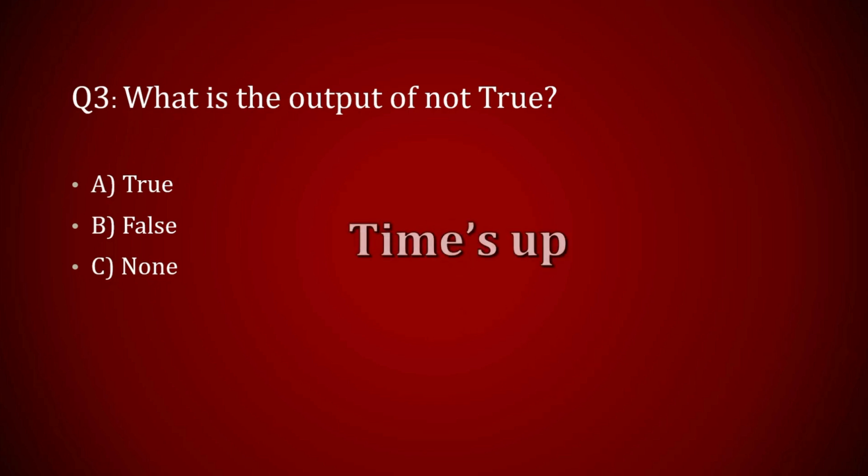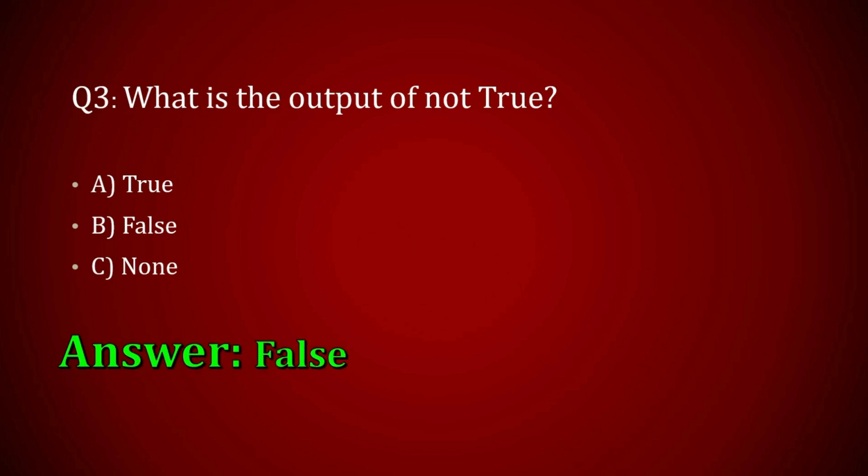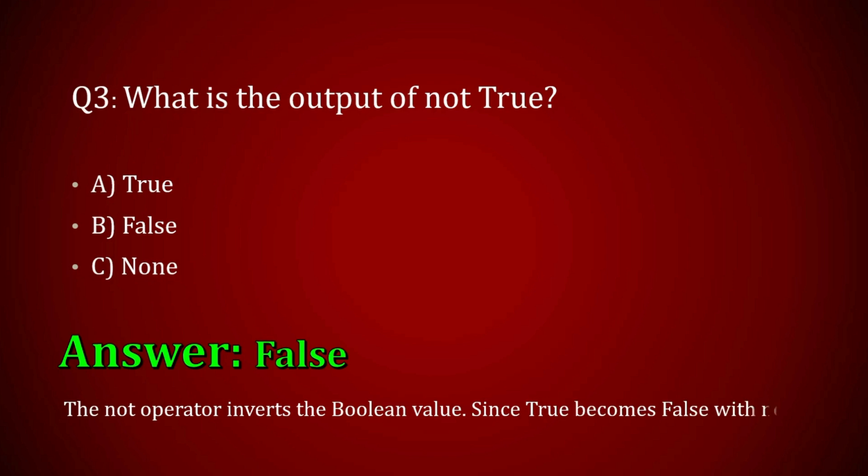Time is up. Let's reveal the answer. Answer is false. Let's see why. So basically we know that any output will be reversed using the not operator, right? Let's say if not False is said, it will just reverse the output, which is, what is the reverse of false, which is true. So that's why we have true over here. It will reverse using not, which is false. So the correct option is B, false.